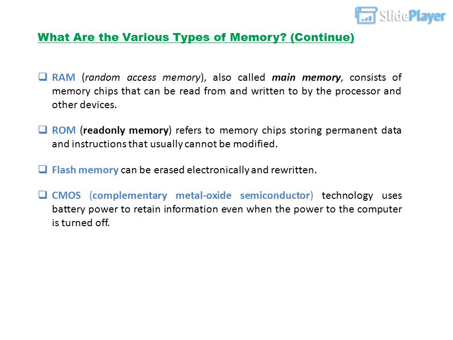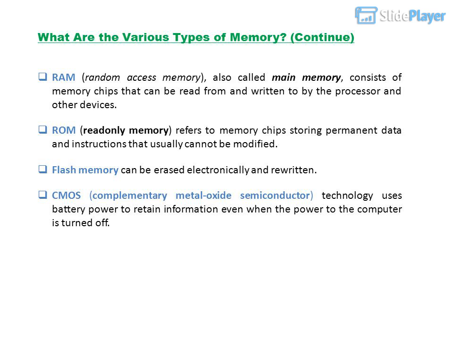What are the various types of memory? Continue. RAM, random access memory, also called main memory, consists of memory chips that can be read from and written to by the processor and other devices.